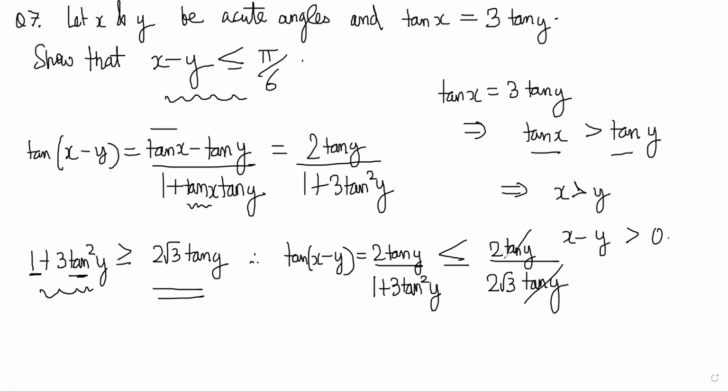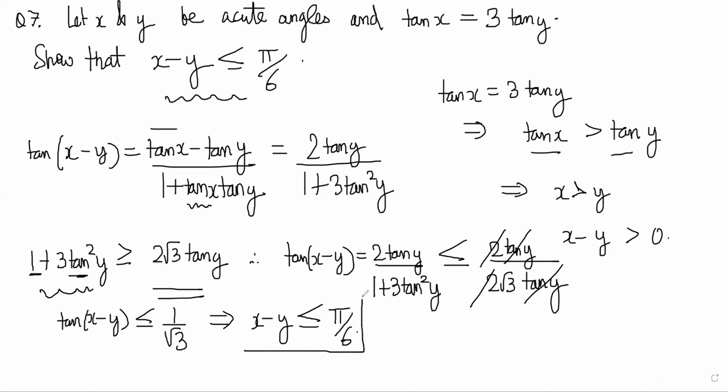So here we can cancel the 2 tan Y and the 2, and we get basically tan of X minus Y is less than or equal to 1 by root 3, which implies that X minus Y is less than or equal to pi by 6, because again, tan function is monotonic and increasing. So when you have an inequality, you can just say statements about the angle itself, right? So that's it for this one. Let's look at the next problem.